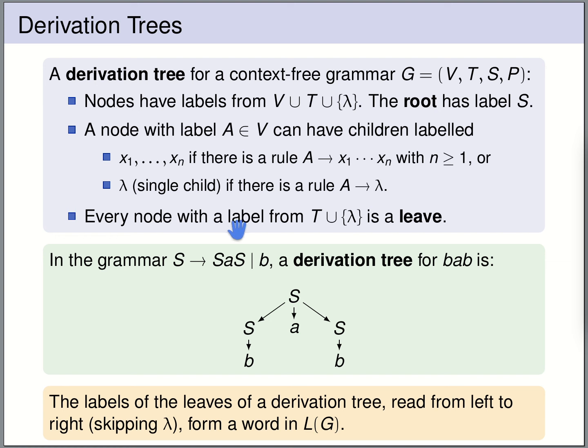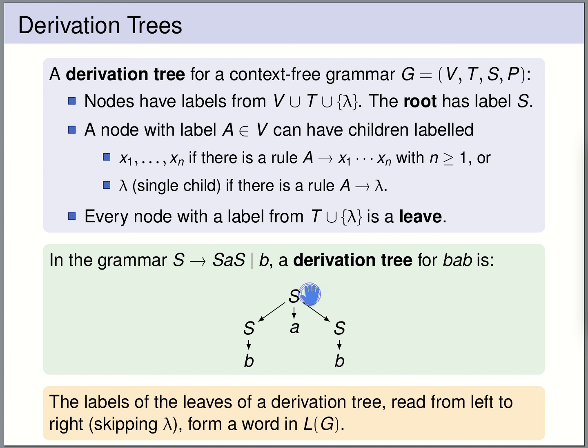Moreover, the leaves of this tree will always be labeled with terminal symbols or with lambda. So any node that is labeled with a terminal symbol does not have children, and any node that is labeled with a lambda also does not have children. So only nodes labeled with variables have children, and these children read from left to right form the right-hand side of a production rule. So intuitively these derivation trees are very easy to understand.